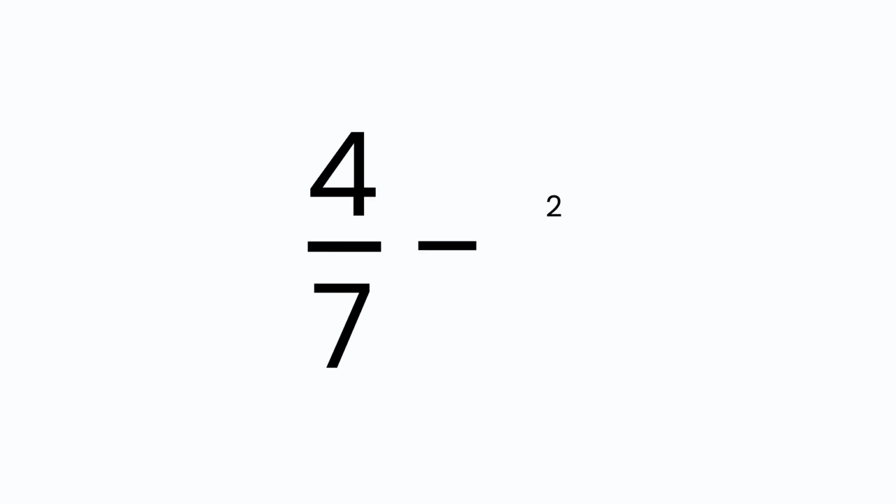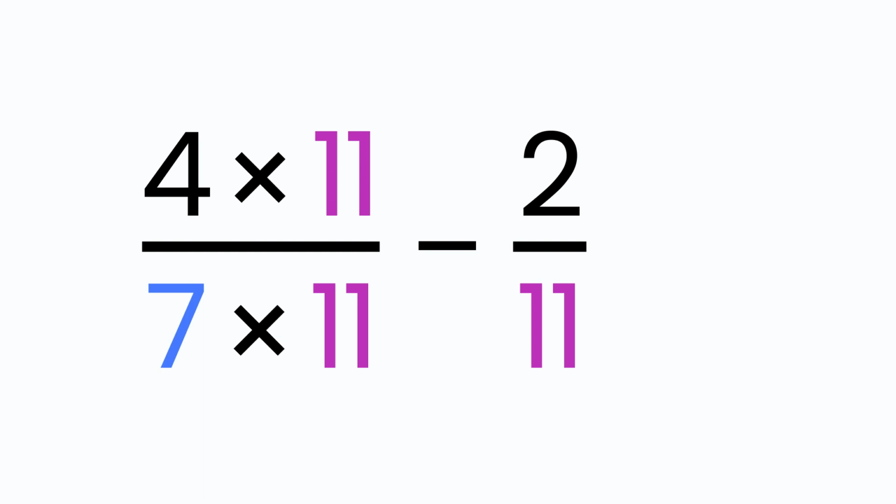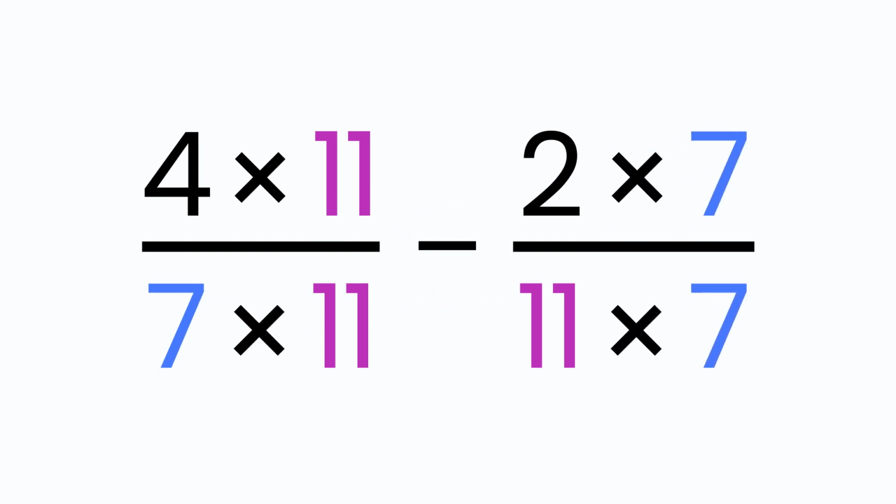4/7 minus 2/11. Looking at the denominators, you may have noticed that both 7 and 11 are prime numbers, meaning they cannot be factorized. So, you need to multiply the denominators together. This means expanding 4/7 by 11 and 2/11 by 7.